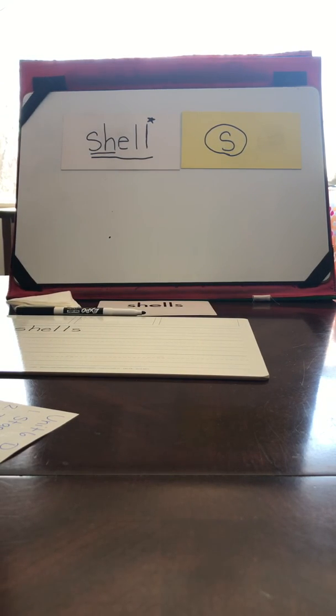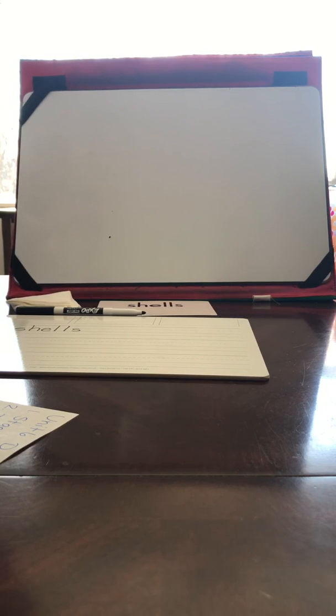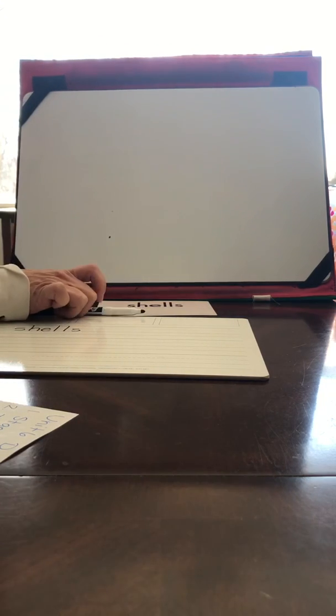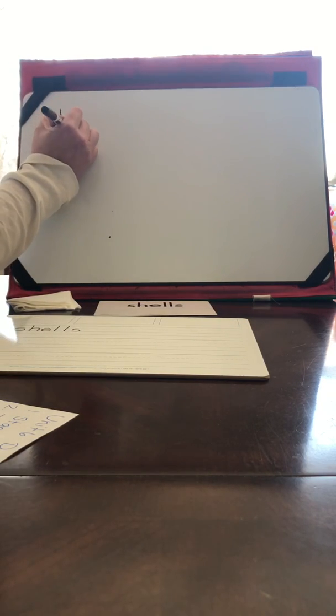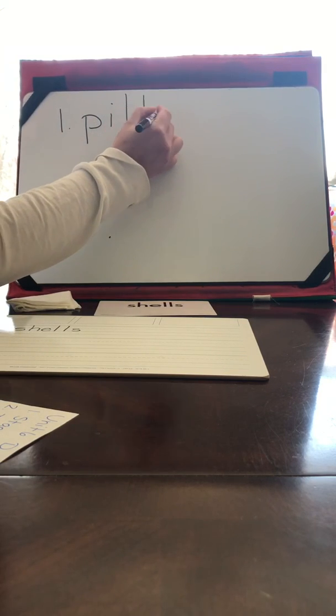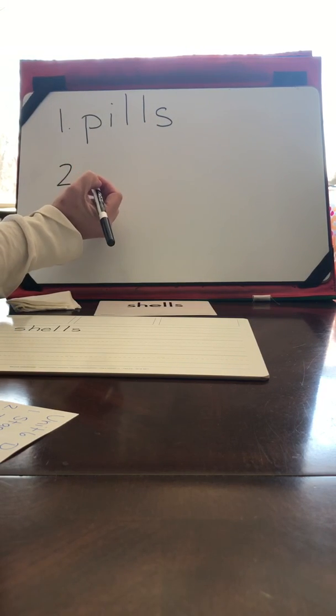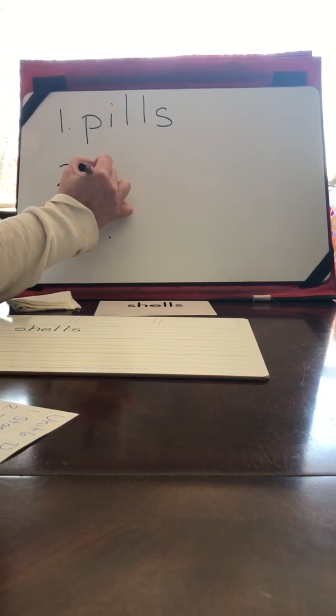And then I'm going to clear my board off and we're going to work on that same piece of paper that you hopefully have out. And I'm going to give you 3 words that you can write down and that you can practice marking. So word number 1 is going to be the word pills. Word number 2 is going to be the word naps.